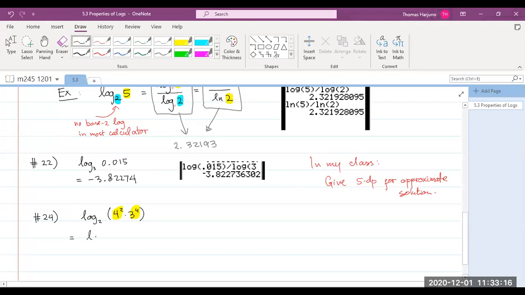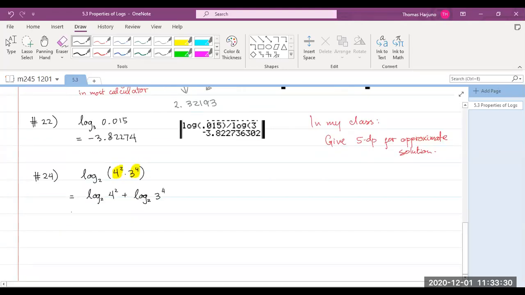So this will be log base 2 of 4 squared plus log base 2 of 3 to the 4. Right? Using property number 1, product rule. And then using property number 3, I bring the exponent to the front, 2 log base 2 of 4 plus 4 log base 2 of 3. Okay, so I use rule number 1 and then rule number 3. Of course, in your test, you don't need to write this 1 or 3. I just give you a hint which property I actually use there.